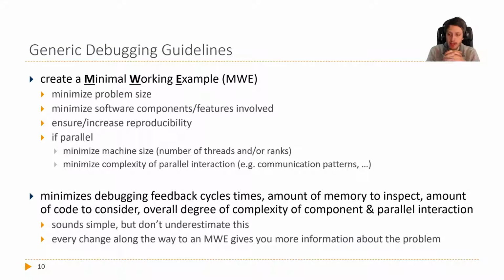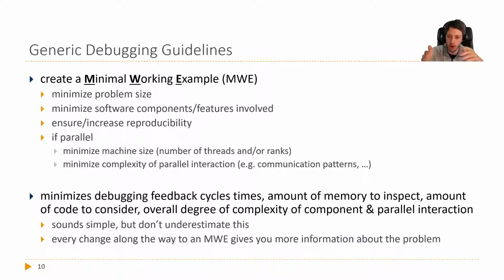And also try to minimize the complexity of the parallel interaction. So if we deal with multiple communication patterns, where we have a communication pattern that's easier to understand and one that is more complicated, and the bug occurs for both of them, for example, try to stick to the simple one because it's less stuff that you have to consider.